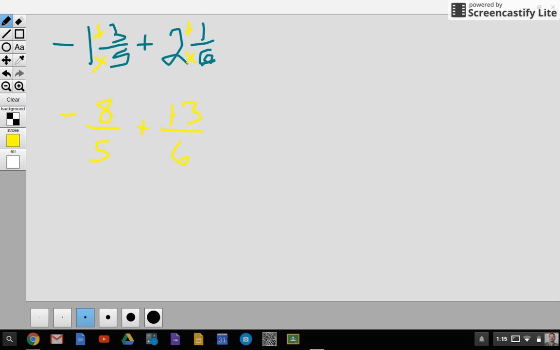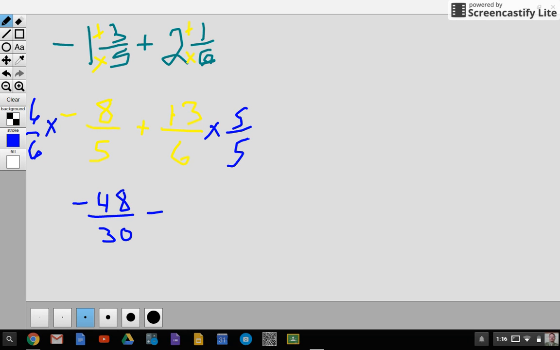Okay, so now that I've got the same type of problem that I had a while ago, I just need to find a common denominator. In this case, since I know my multiplication facts, I know it's going to be 30. So I would have to multiply this times 5 over 5 and multiply this times 6 over 6. There we go. And I would get, in this case, a negative 48 over 30. And I would add it to a negative 65, or a positive, 65 over 30. Okay. So it's addition, still adding.